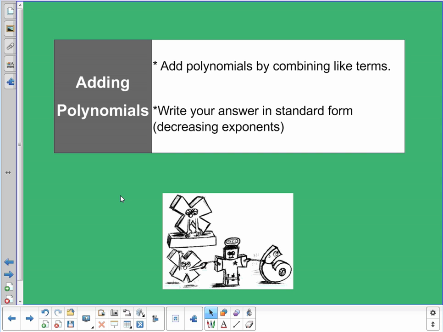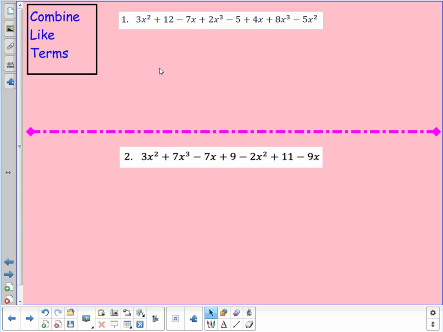We need to also make sure that we write our answer in standard form, which again from yesterday means that we are writing them in order of decreasing exponents. So let's do a couple practice questions. In number 1, I have that whole big long polynomial there. And again, writing these in standard form, this is going to be really similar to what we did yesterday. This is kind of a review.